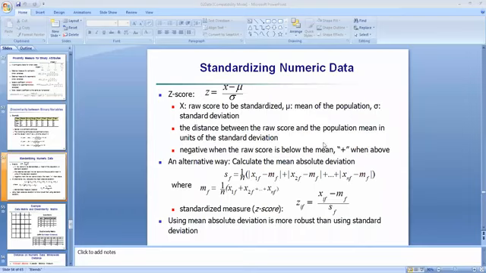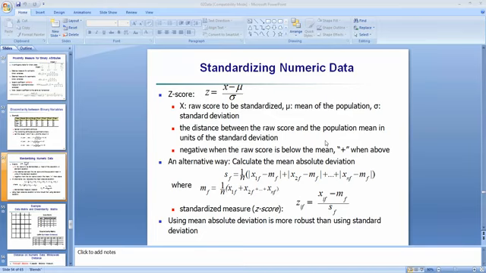Numeric data. Now, there is a term called a Z score, represented by Z. Z is nothing but x minus mu divided by sigma. What is mu? Mu is the mean of the population, and sigma is the standard deviation. And what is x? X is the raw score to be standardized.